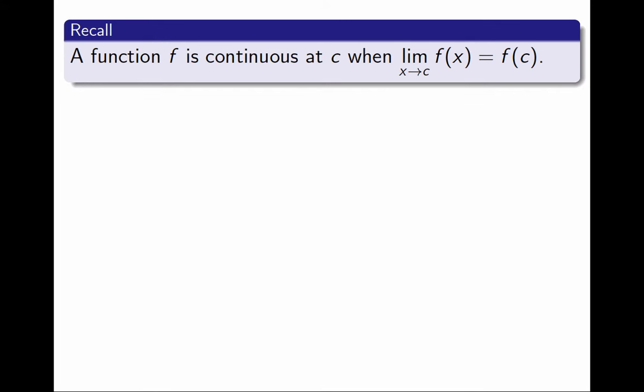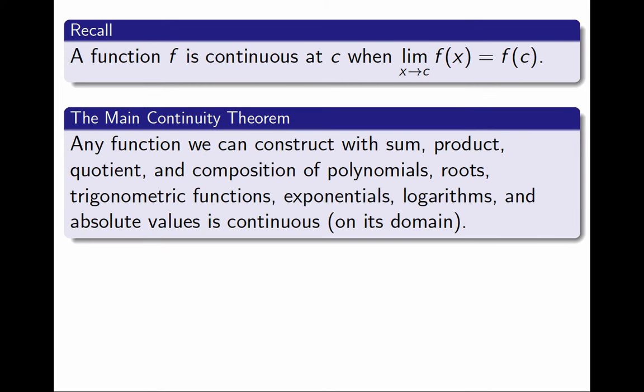Not all functions are continuous everywhere. If they were, computing limits could be much easier. But a lot of common functions are continuous, and that is what this theorem says. Specifically, any function we can construct with sum, product, quotient, and composition of polynomials, roots, trigonometric functions, exponentials, logarithms, and absolute values is continuous on its domain.